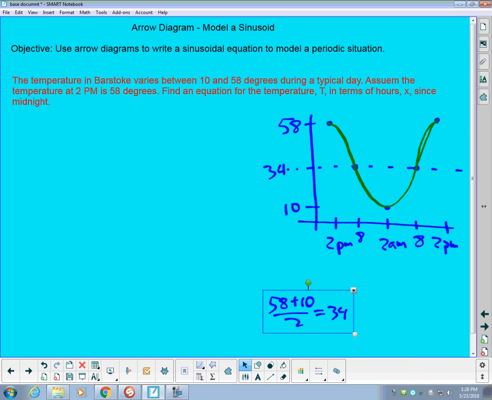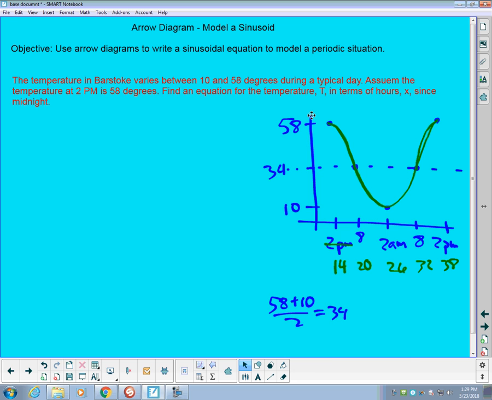Now the only other adjustment that we're going to need to make here is that the variable is supposed to be hours since midnight. So 2 p.m. is 14 hours since midnight, and 6 hours after that is 20 hours after midnight, and 26, 32, and finally 38 hours after midnight. These look a little funny like that, but we're going to be able to use those to do the problem.